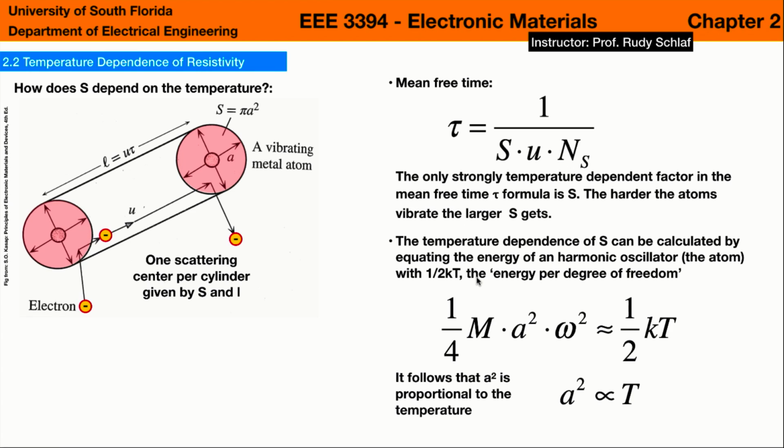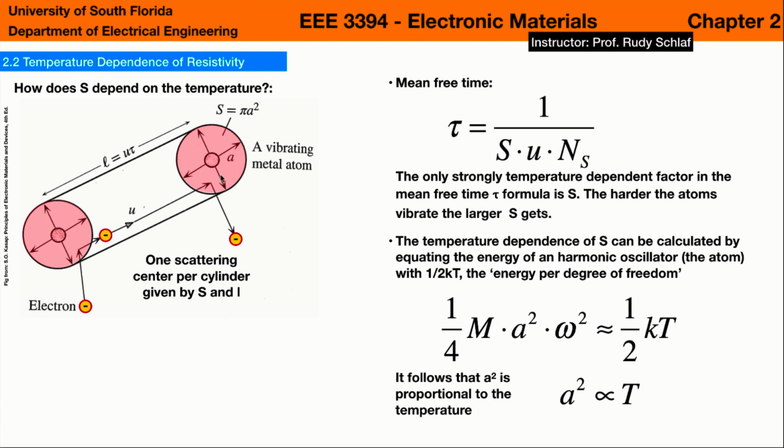So how does the mean free time depend on the temperature? Well, the biggest component is probably the scattering cross-section, because that depends directly on the amplitude of the thermal vibrations of the atoms. So if we want to see how the amplitude of the oscillations depends on the thermal energy, we can get an idea about that dependence if we look at the energy of an harmonic oscillator.